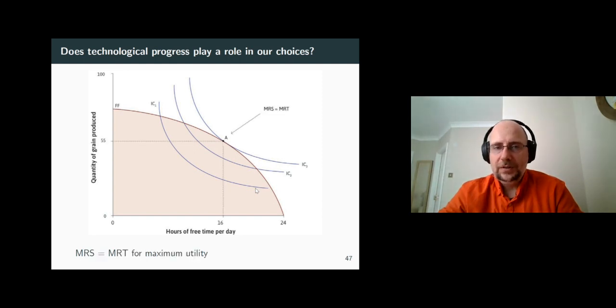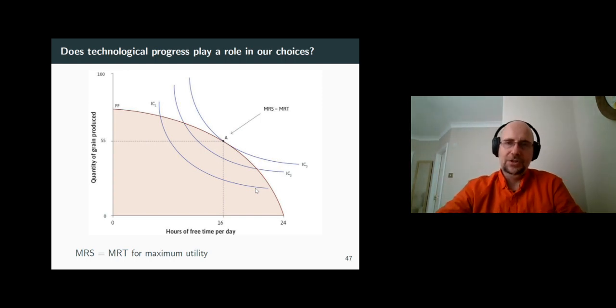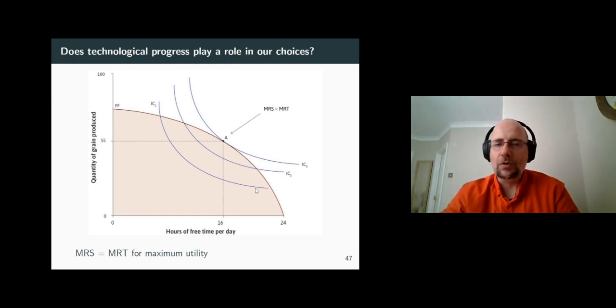Her optimal point would be point A. Point A corresponds to 16 hours of free time per day and 55 kilos of grain that she can produce. Note also that just like in any consumer equilibrium, the marginal rate of substitution will be equal to the marginal rate of transformation. So let's introduce technological progress to this framework.